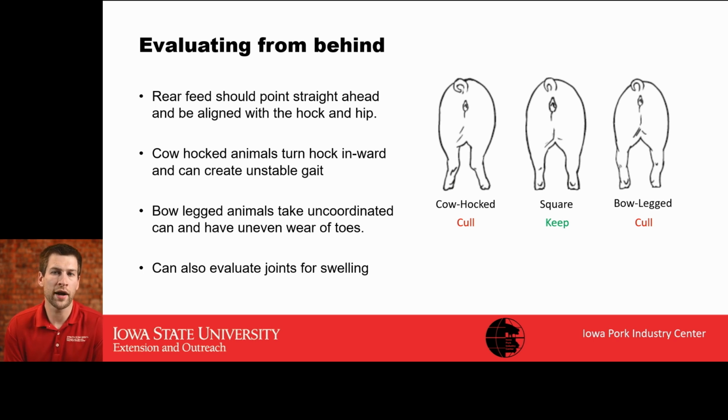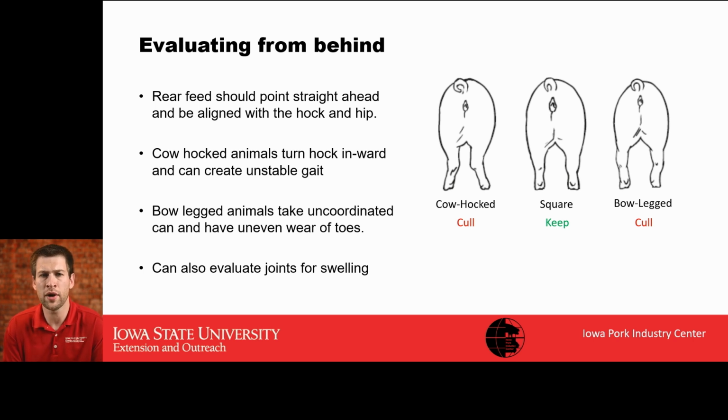Also from this viewpoint, I would say, particularly when we're looking at gilts in the early part of that growing phase, I think it's important to be able to evaluate joints for swelling. Now, this would be different than just calluses on hocks, but particularly through that developmental period, we want to make sure we're paying attention to anything pathological that could be going on, whether it be some sort of a strep suis or anything that's going to result in some inflammation in that joint, maybe some mycoplasma, anything that can really damage the integrity of that joint.